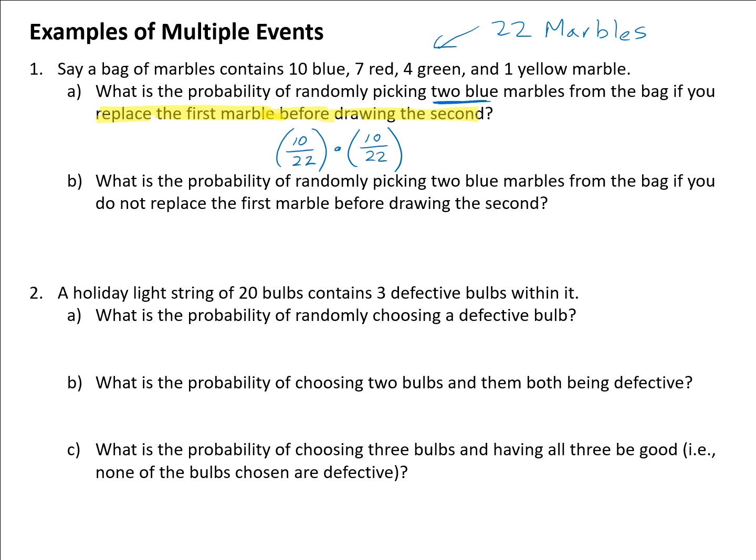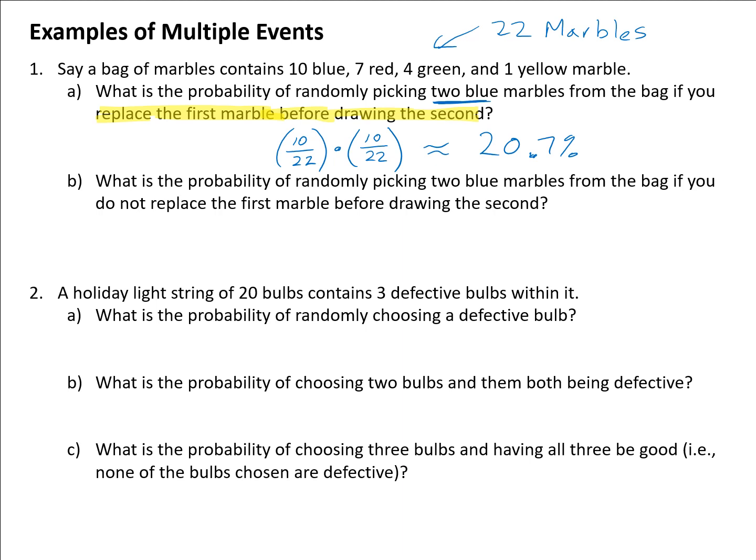So here, the two probabilities that you're calculating with are exactly the same because the bag stays the same. And so drawing a blue marble the first time is the same as drawing a blue marble the second time. To calculate this, go 10 divided by 22 times 10 divided by 22, and that will get you approximately 20.7%. So you've got about a 20.7% chance of picking 2 marbles from this bag.